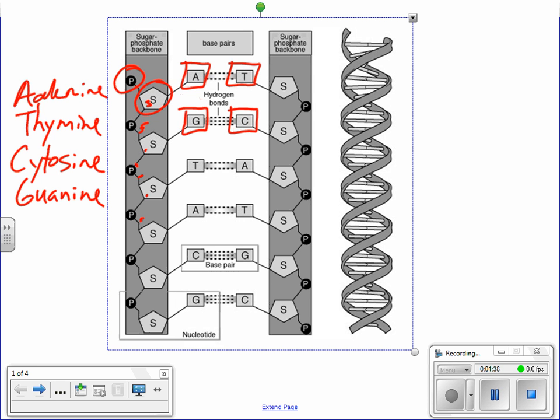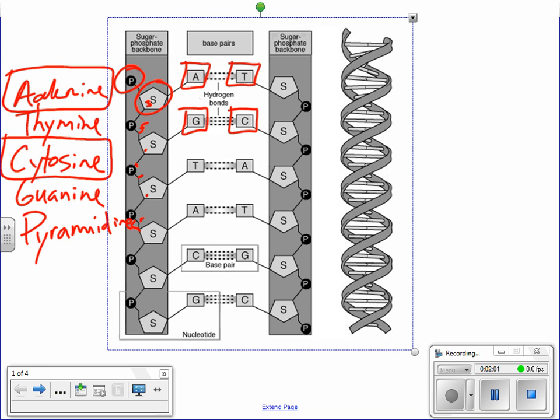Those base pairs always consisted of 1 purine and 1 pyrimidine. The purines are the 2 larger ones, A and G. Actually, I was mistaken though. Let's do a different color for the other ones. I believe it's thymine and cytosine that are the smaller pyrimidines, and adenine and guanine that are the purines.